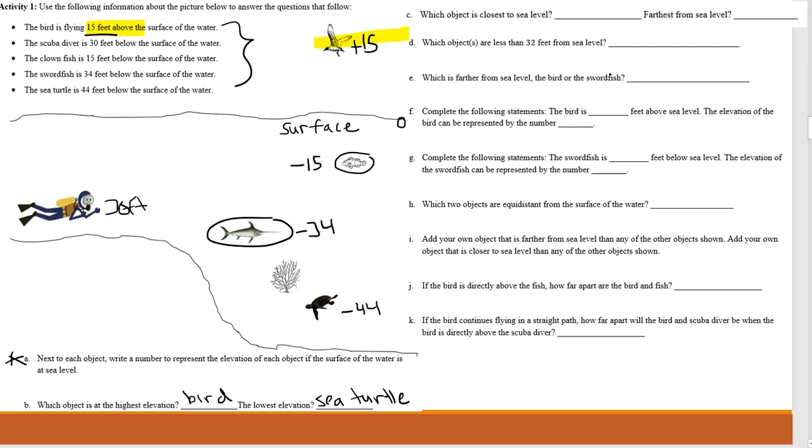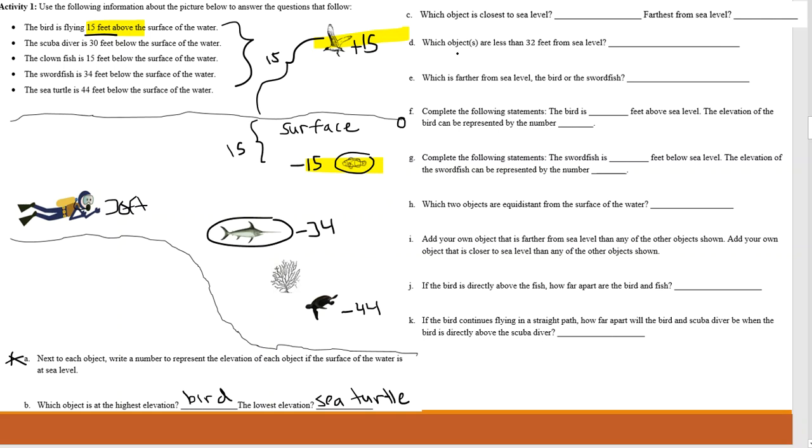For that one, you could say that both the bird and the clownfish are the exact same distance away from sea level, because the bird is flying 15 feet above sea level, but the clownfish is 15 feet below sea level. So they are both 15 feet. From 0 to negative 15 is 15, and from 0 to positive 15 is also 15. So you should have said the bird and the clownfish on that one. And then farthest from sea level, that should have been the sea turtle.